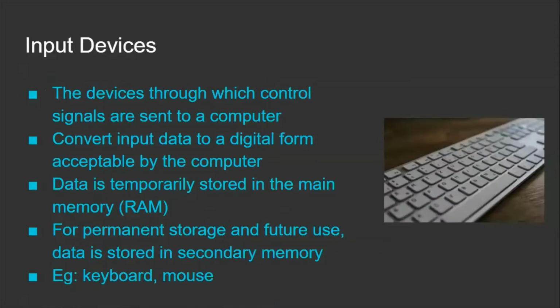So now let's talk about what input devices are. When you type something onto the computer, let's say on a Word document, or maybe you're texting someone, the device, like your keyboard in this case, is taking an input. So these are devices through which the control signals are sent to the computer, right? Now these are physical devices which the user can actually see.